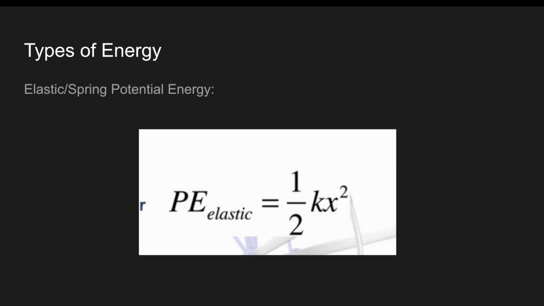Currently in this picture I have here, the variable used to denote elastic spring potential energy is PE elastic. However, it is also denoted by U_s on the AP Physics 1 exam. It's equal to 1/2 kx squared, where k is the spring constant of the spring, or force constant it is also called, and x is the displacement of the spring from its initial position, which is just how much it's stretched or compressed.